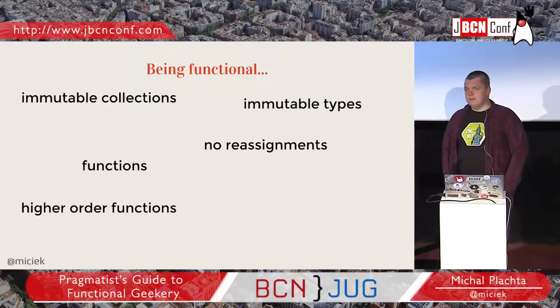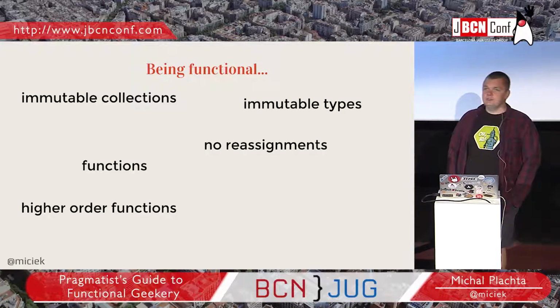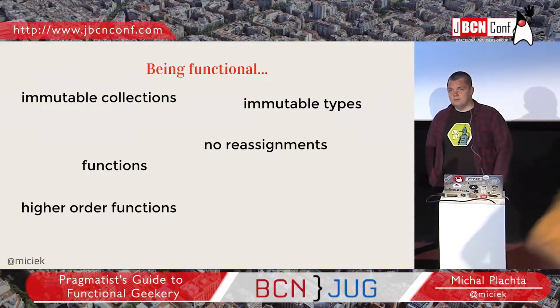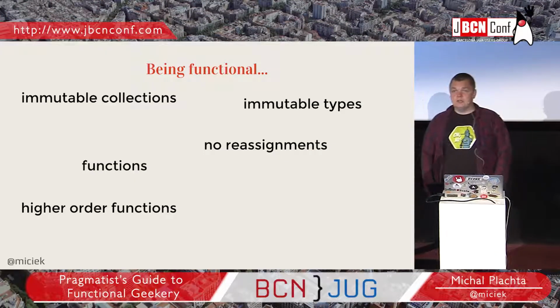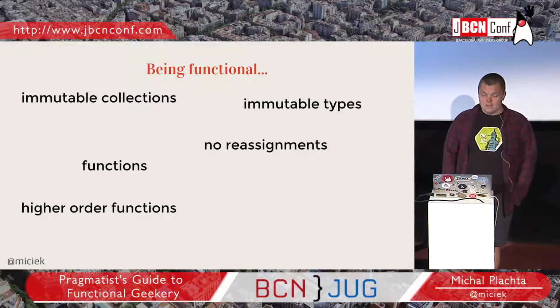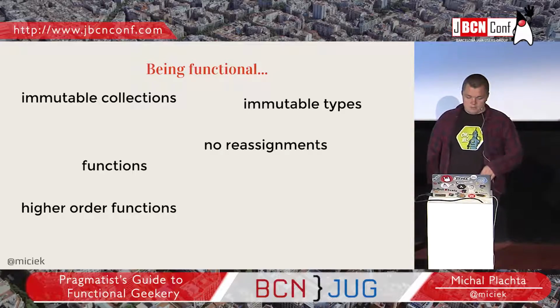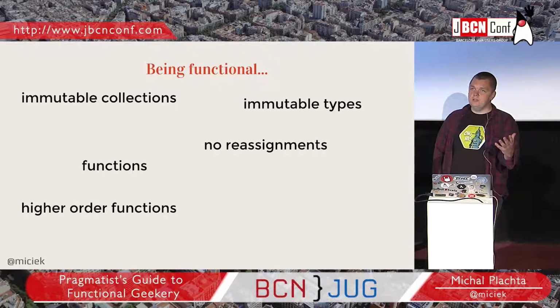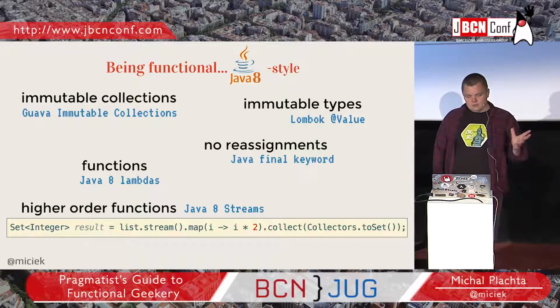Many of you probably know the answer to this question. Usual answers are using immutable collections, creating immutable types, avoiding reassignments, functions as first-class citizens, and of course, functions that take functions as parameters and return functions, that means higher-order functions. And we have lambdas and streams since Java 8, right? So we can program functionally. Is that correct? Well, yes and no.